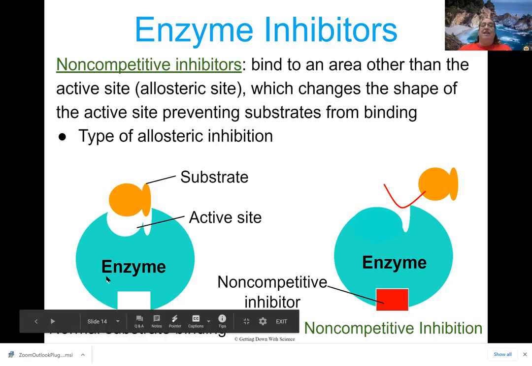So hopefully that gives you a little better idea of enzymes, what they do and how they function, and how we can stop them from functioning.